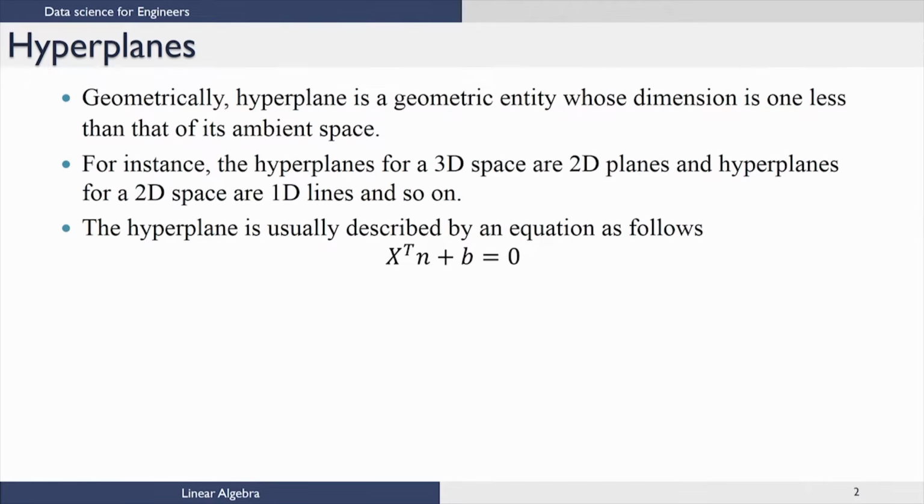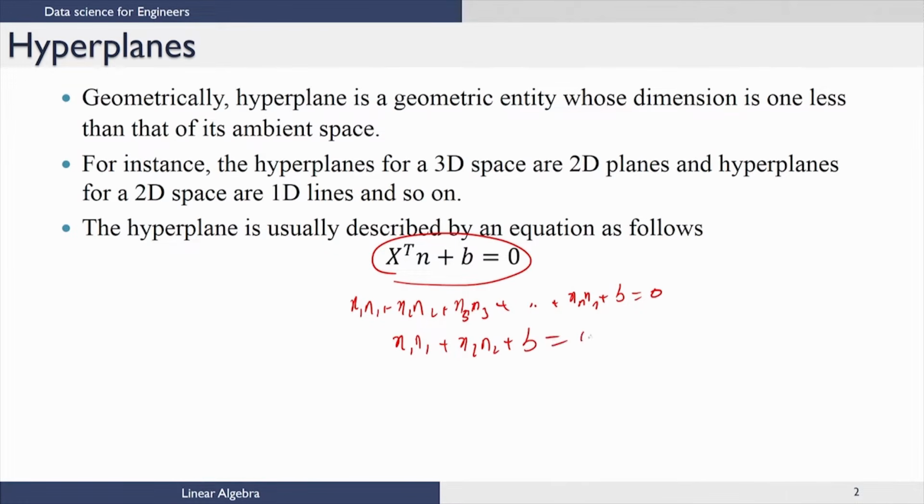The hyperplane is usually described by an equation as follows. If I expand this out for n variables, I will get something like x1 n1 plus x2 n2 plus x3 n3 and so on, xn nn plus b equals 0. In just 2 dimensions, you will see that this is x1 n1 plus x2 n2 plus b equals 0, which is an equation of a line.